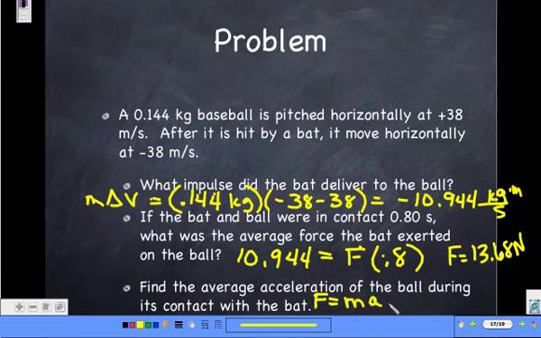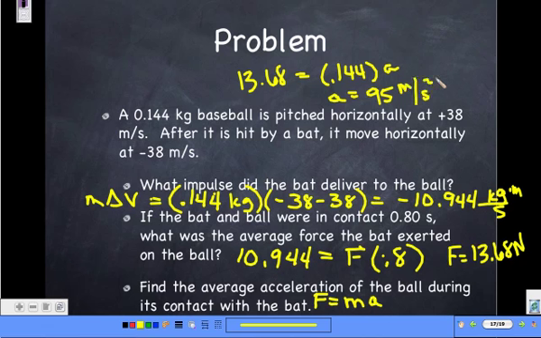Force equals ma. So we have 13.68, right up here, so I have more room. 13.68 is equal to, we know the mass is 0.144 times a. So a is 95. There you go. That makes sense to have that high of an acceleration? Yeah, I think so.